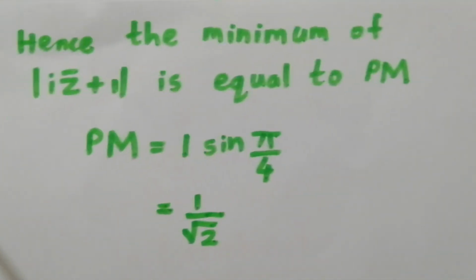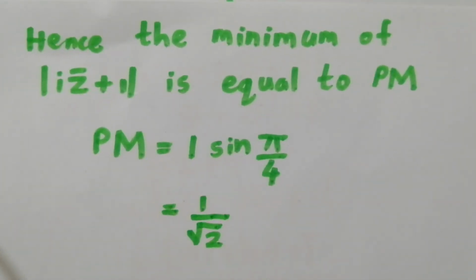This is the way of representing a path of a complex number in an Argand diagram and finding the minimum or maximum value depending on the question. I think you have got an idea about doing this type of question.